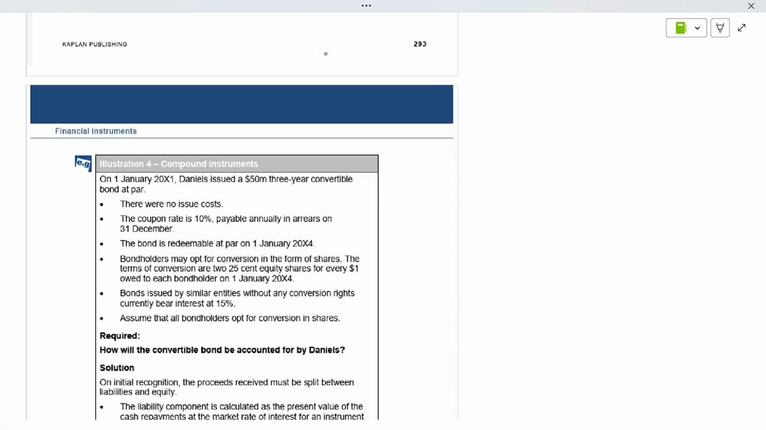Daniel issued 50 million convertible bond. No issue cost is there. Coupon rate is how much? 10%, payable in arrears at the end of the year.